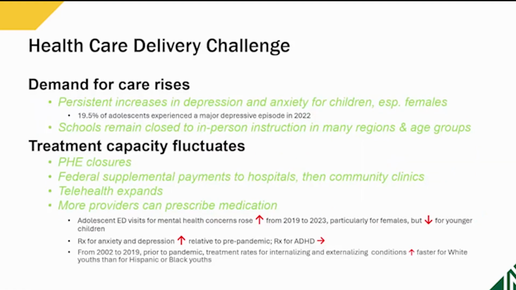So, in the first study, we're focusing on children. And it's important, I think, to understand that in other studies, there's a documented rising demand for care. So in 2022, a couple years after the beginning of the pandemic, you had close to 20% of adolescents experiencing a major depressive episode. And many schools still remained closed for in-person instruction depending on the age group and depending on the part of the country. At the same time, treatment capacities fluctuating, right?